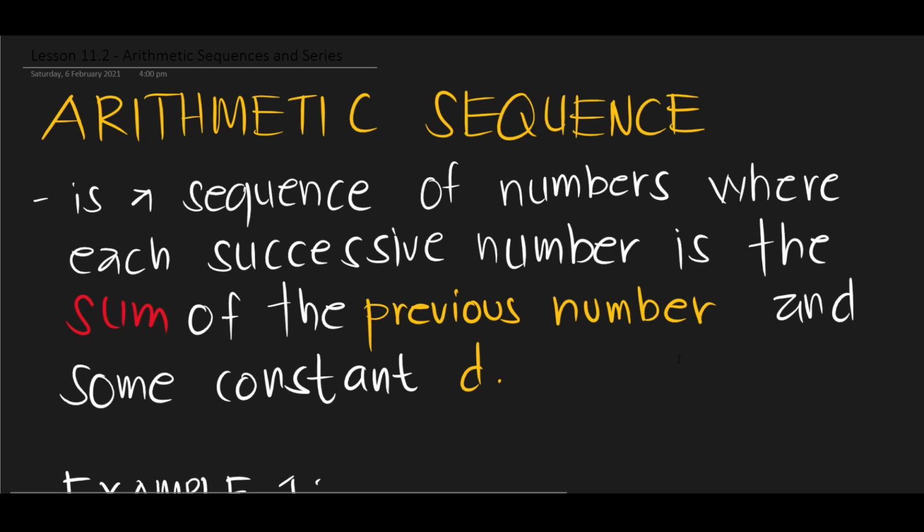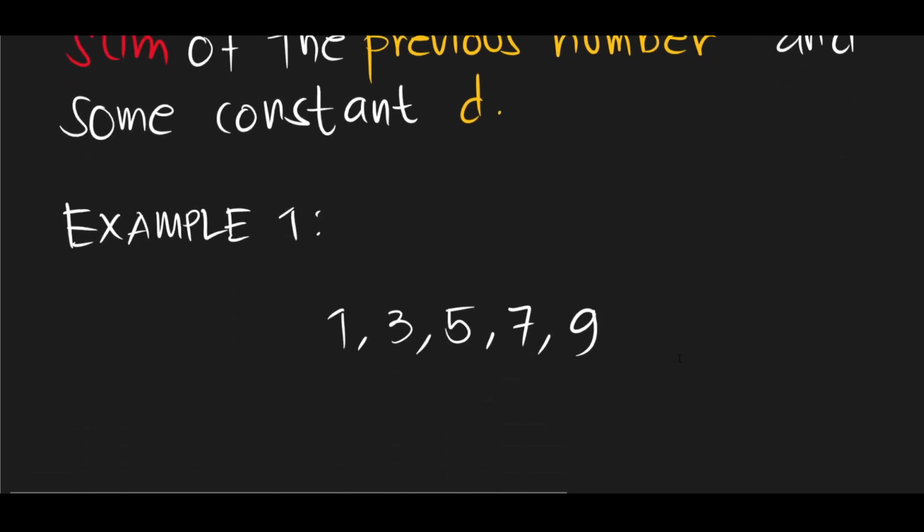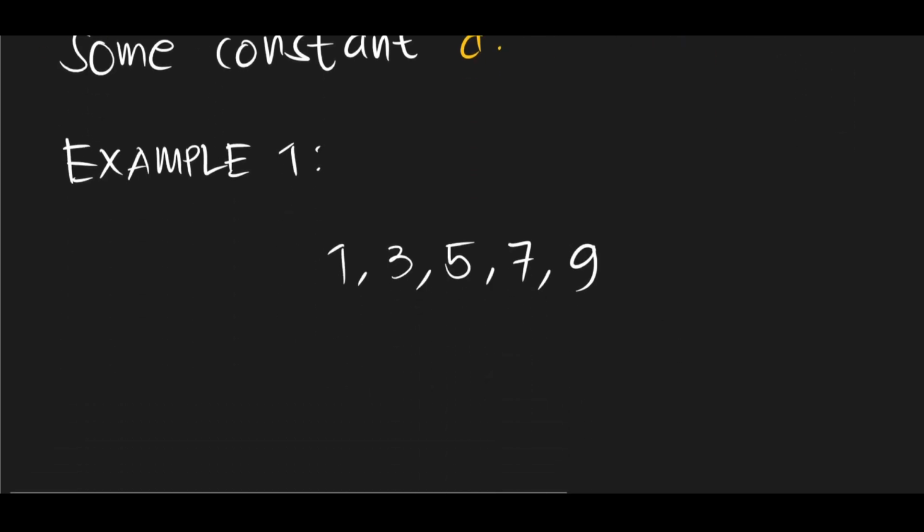Okay, so let's start. An arithmetic sequence is a sequence of numbers where each successive number is the sum of the previous number and a constant d. Let's take a look at an example to make this a lot clearer.